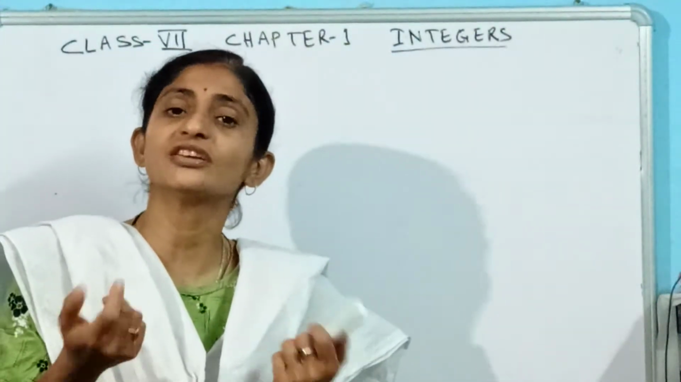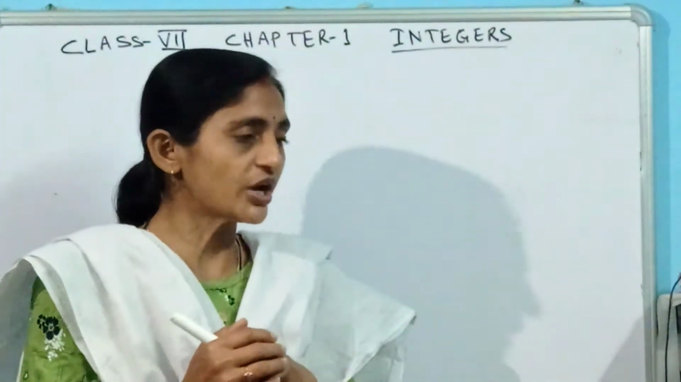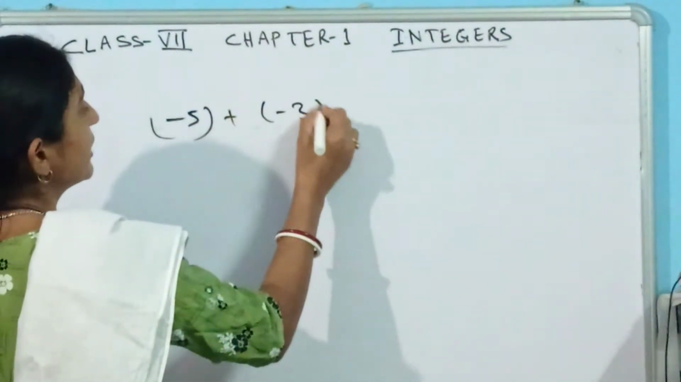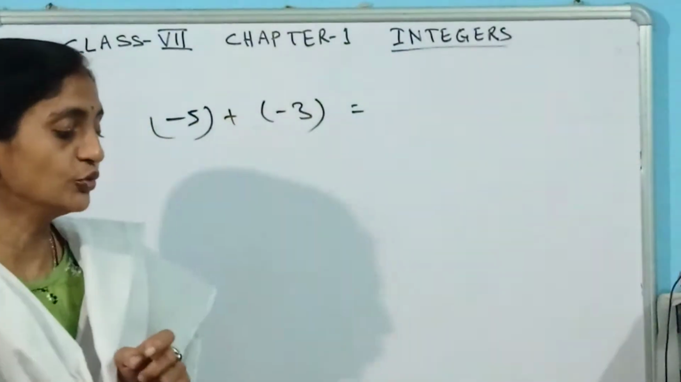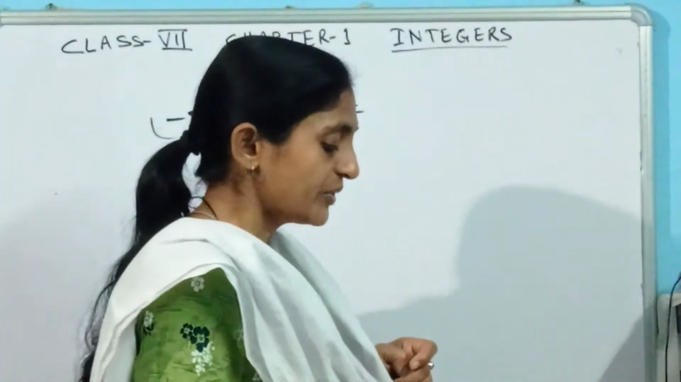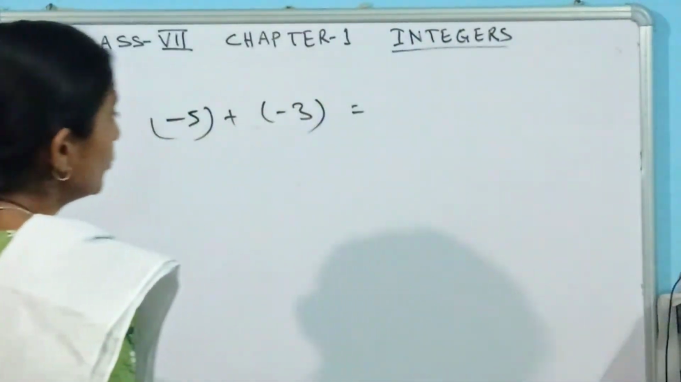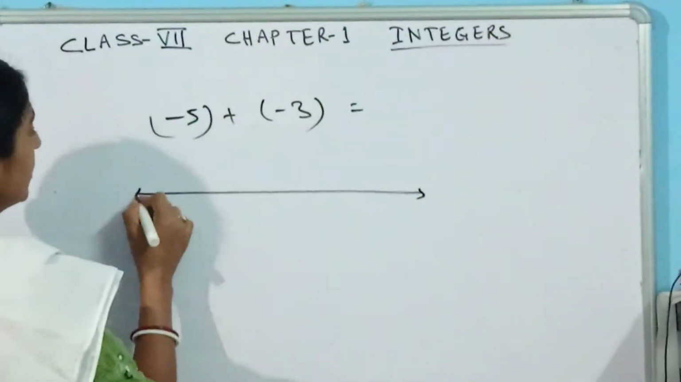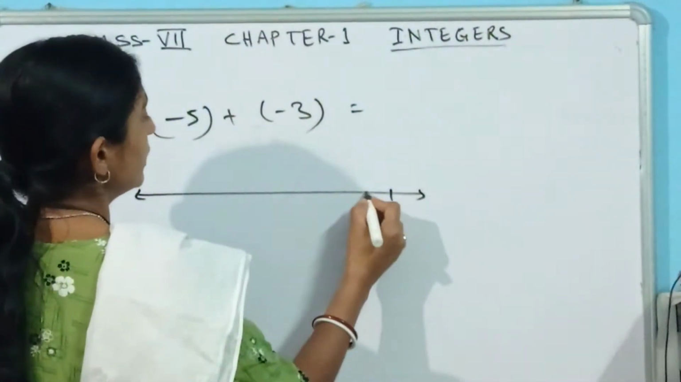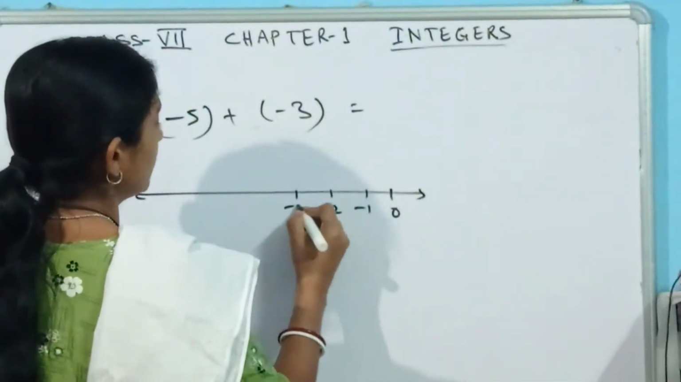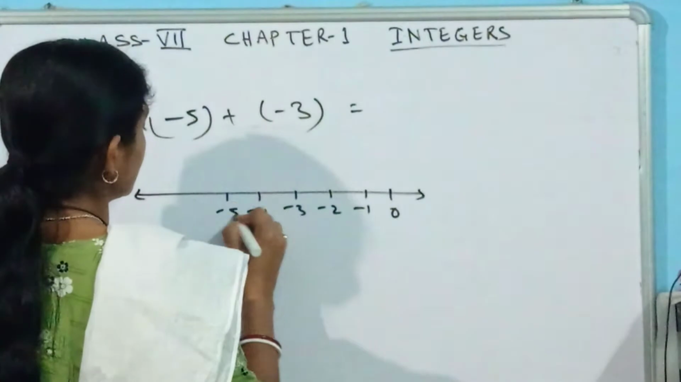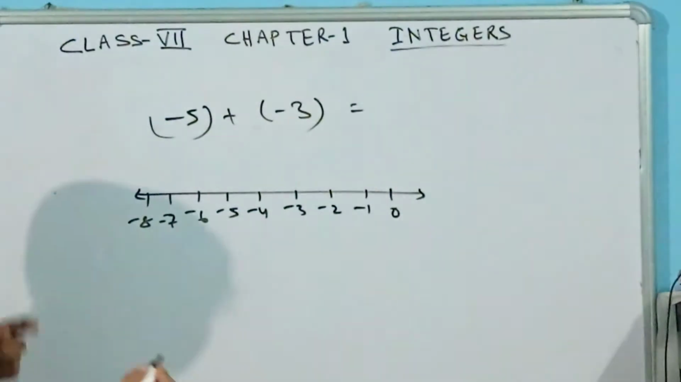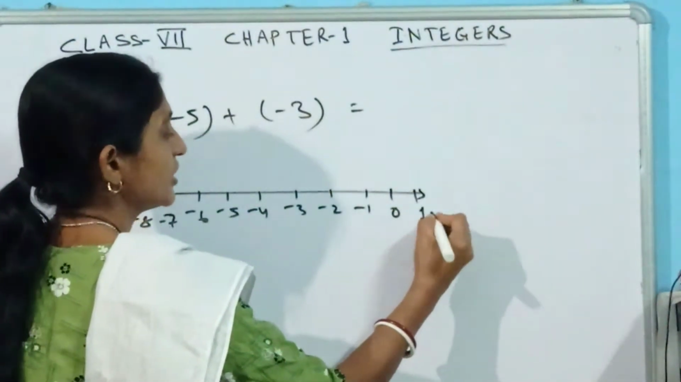Okay, this is for the positive integers. So what will happen in the case of negative integers? Suppose I ask you to add minus 5 and minus 3. Which side will you move? If we are adding two negative integers, we will move to the left side. Let me present these on a number line. If this is 0, then minus 1, minus 2, minus 3, minus 4, minus 5, minus 6, minus 7, minus 8, and so on on that side. This is the positive side, plus 1 and so on.